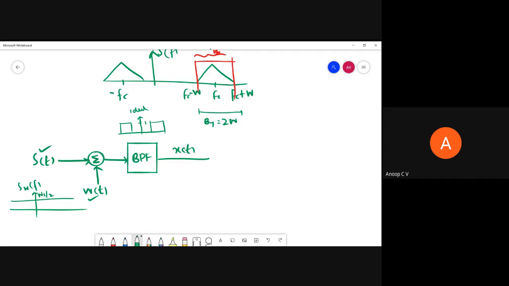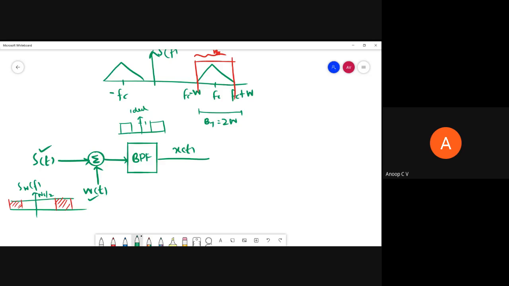And when it is passed through a band pass filter, what will happen? Only the range of frequencies permitted by this filter will be allowed. So the total power will be the area under the shaded region. All those things we have discussed, but again, this X of t will have a noise component as well as a signal component.